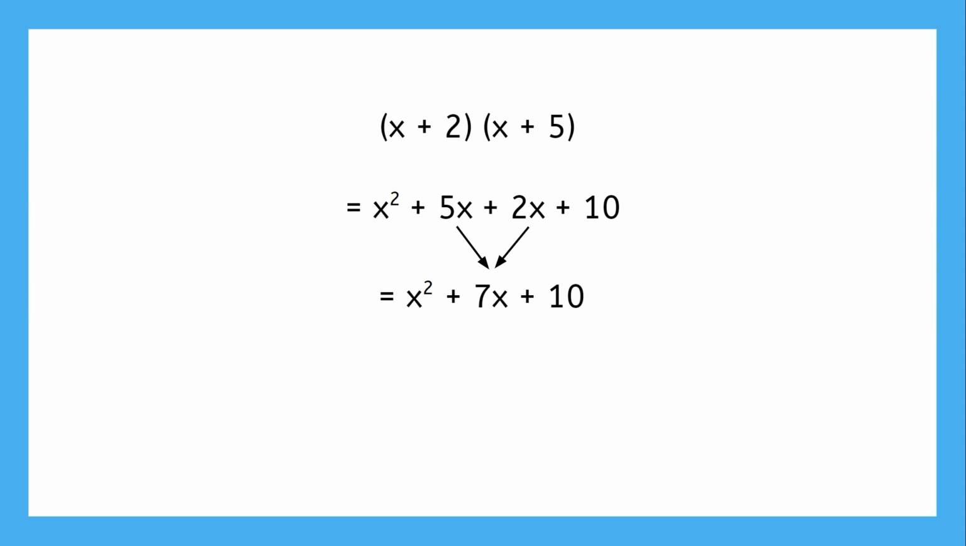Now what's the pattern here? This last constant just came from multiplying the constants from each binomial. So there's that. And the 7, the 7 came from adding the two coefficients, which were the same as the original constants. So the 7 and the 10 came from the same place, just different operations. 7 came from adding 2 and 5, while 10 came from multiplying them.